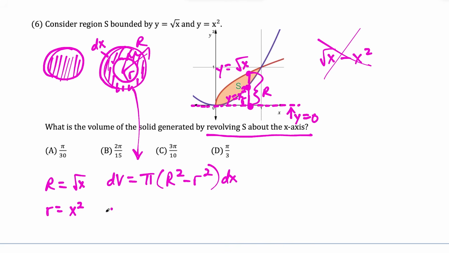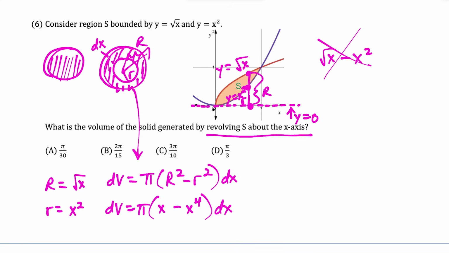But now let's think about what big R squared is. Well, if we square both sides, that's just going to give us x. And then we have minus little r squared. If I do x squared squared, that's going to give us x to the fourth power. And then we have dx here.